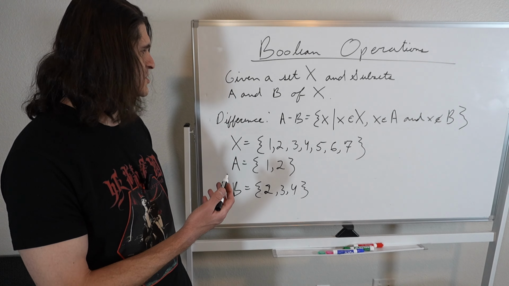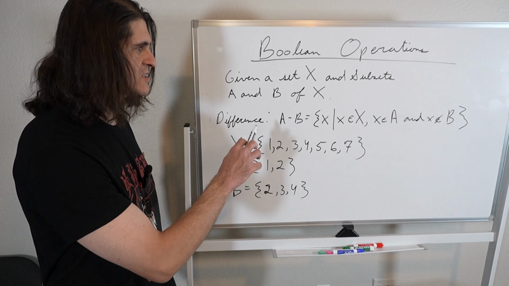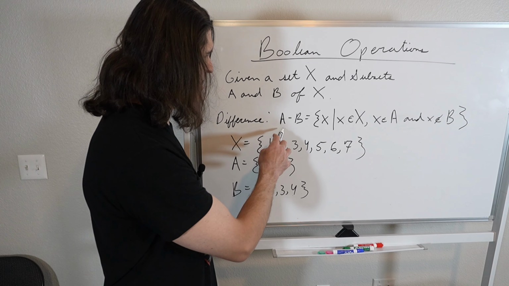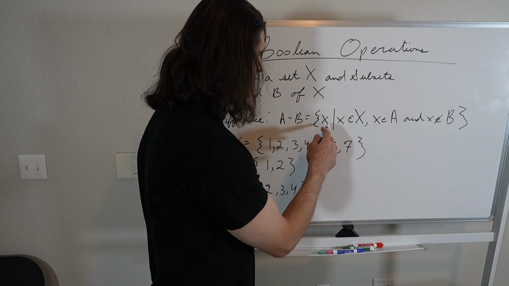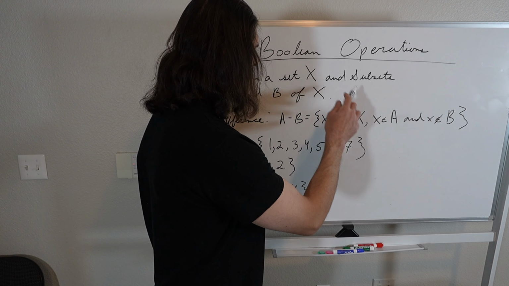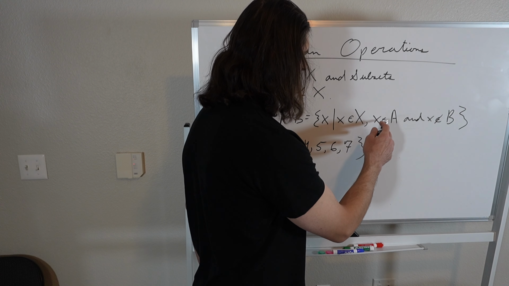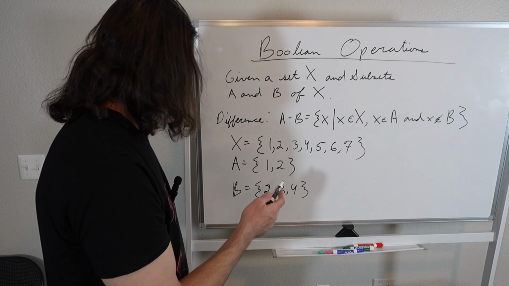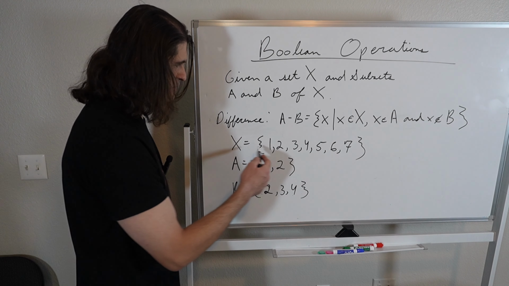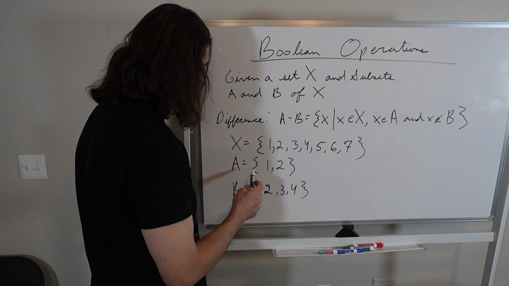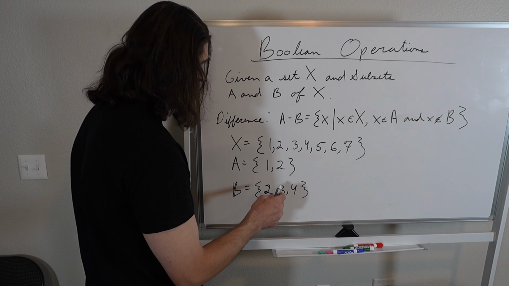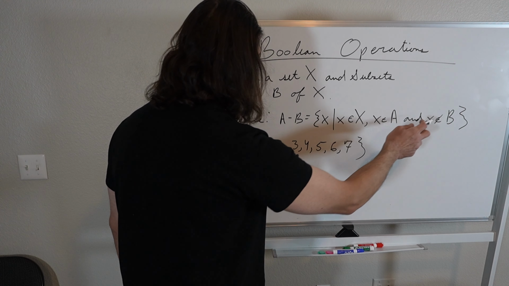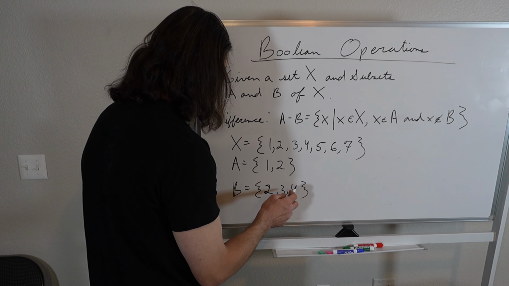Okay, and the last Boolean operation that we have is the difference. This one's written a little bit differently. We usually write it with the minus sign, so we say A difference B is X, such that X is a member of big X, the universal set, where X is a member of A and X is not a member of B. So let's use the same sets we've been working with. We have our universal set 1 through 7. A is just 1 and 2, and B is 2, 3, and 4. So X is a member of A, so we have 1 and 2, but X is not a member of B, which is 2, 3, and 4.